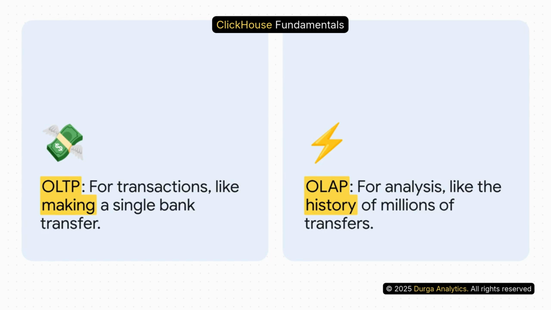Remember that bank transfer analogy? An OLTP system, think of a traditional database, is great for the transaction itself, making sure one transfer happens correctly. But an OLAP system like ClickHouse is built for something completely different, the analysis. It's for looking at the history of millions of those transfers to find patterns, all at lightning speed.